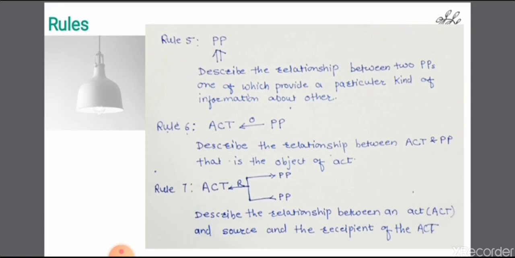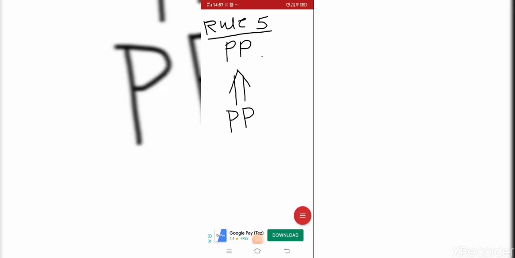Next, rule number 5. What is that? PP pointed by double arrow. What does it mean? It describes the relationship between two PPs, one of which, see here, I forgot to write PP below that. Rule number 5, that is PP pointed by the double arrow.